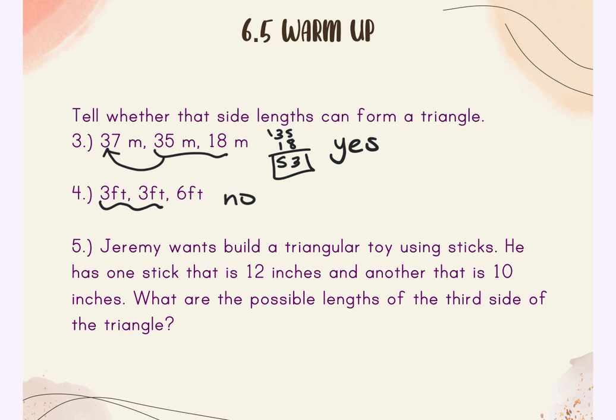Number 5 says Jeremy wants to build a triangular toy using sticks. He has one stick that's 12 inches and another that's 10. What are the possible lengths of the third side? So remember, for these, we say that it has to be greater than the difference. So it needs to be greater than 2, but less than the sum, which would be 22.